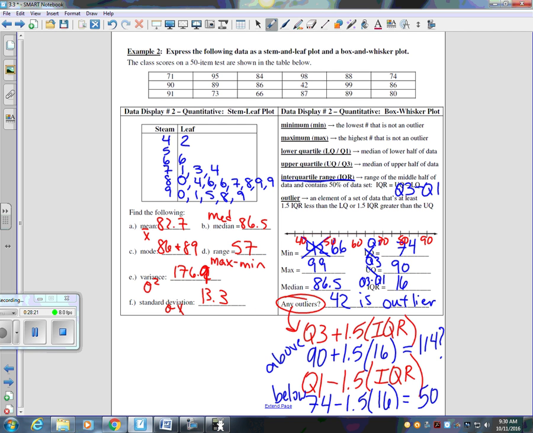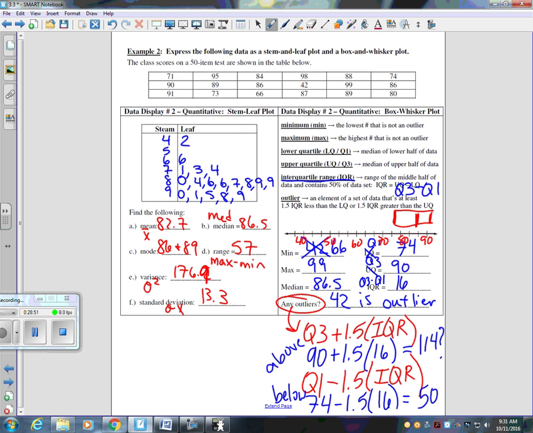The box is going to be, you'll put a line at the median. So 86.5 is between 80 and 90. So you just put a straight up and down line at the median. You put a straight up and down line at Q1. So at 74, put a straight up and down line. And you put a straight up and down line at 90. And you connect that into a box with a line down the middle. Okay, so that's the box.